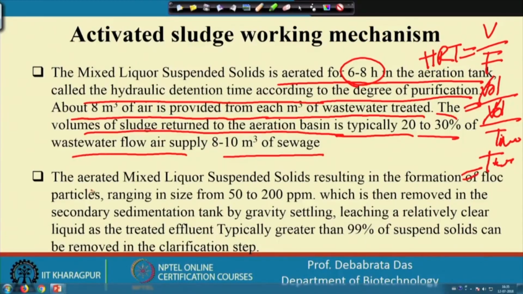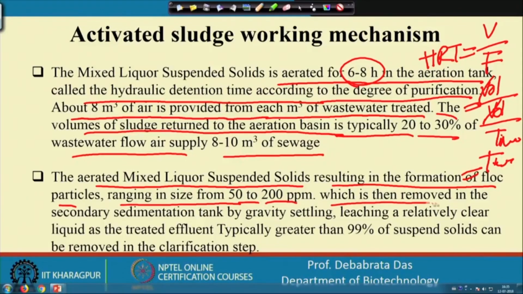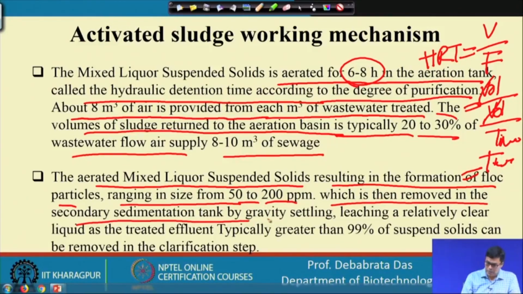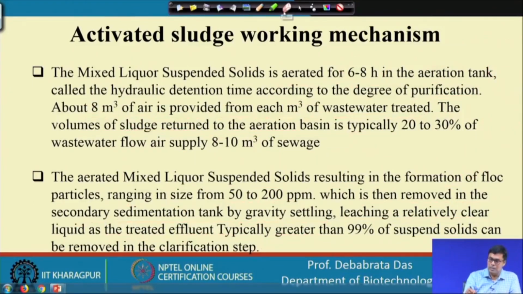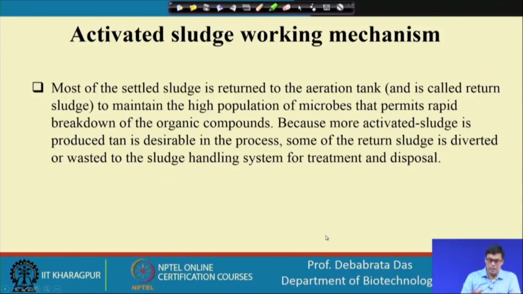Now, the aerated mixed liquor suspended solid results in the formation of floc particles ranging from 50 to 200 microns, which are then removed in the secondary sedimentation tank by gravity settling, leaving a relatively clear liquid as treated effluent. Typically, greater than 99% of suspended solid can be removed in the clarification step. So, finally it passes through secondary clarification to get the clear liquid.